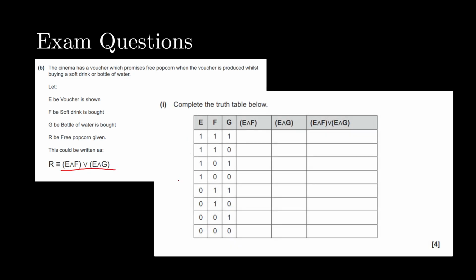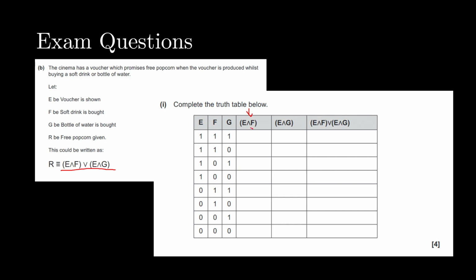Part B of the question gives us even more variables, but basically the same thing here. They want us to complete a truth table. So we just need to show all the different possible outputs that can happen, given all the possible inputs. So let's focus on this column first. We're focusing on E and F, so the first 2 columns.